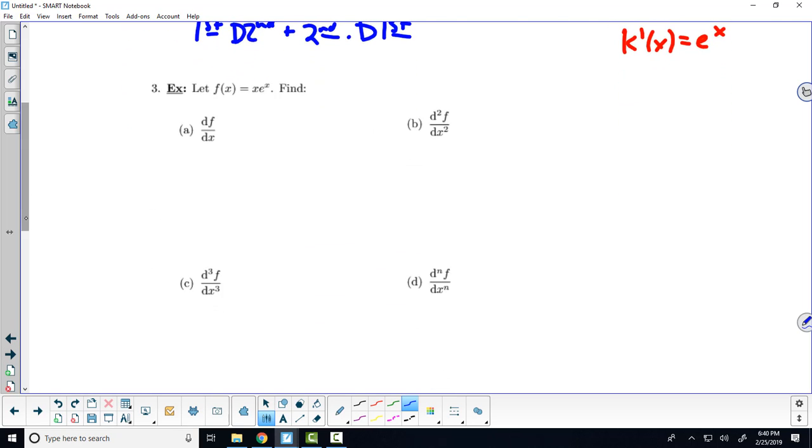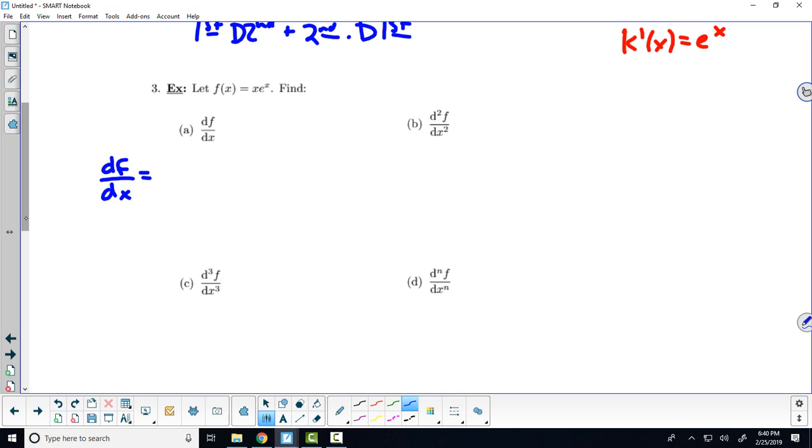Let's do a couple of these. So we've got the function f of x is equal to x e to the x. So let's find df dx. I'm trying to use as much of the other notation as I can. I feel like you're probably all comfortable with the prime notation, so I'm just trying to make sure you see the other notations and get just as comfortable. This just says take the derivative of f with respect to x.